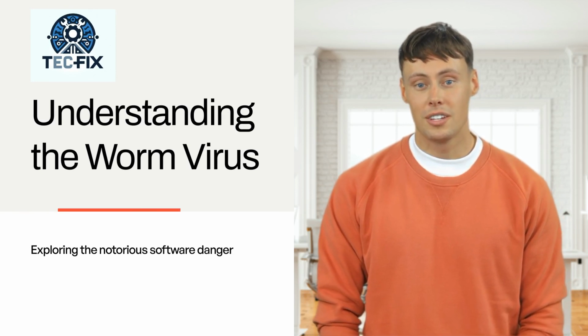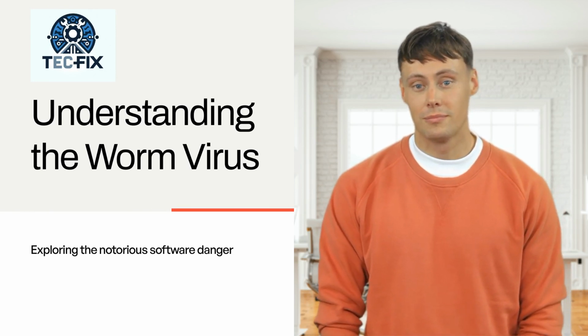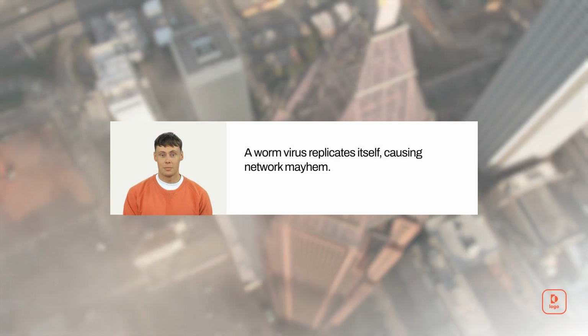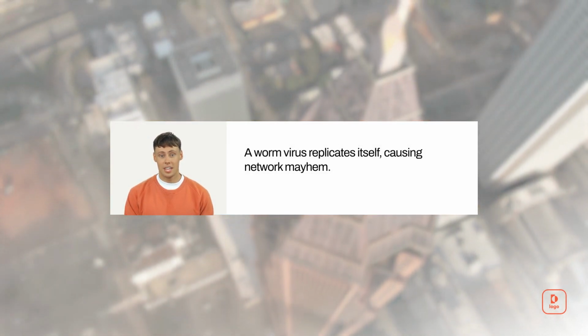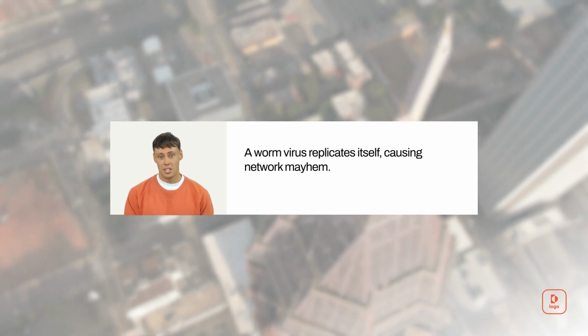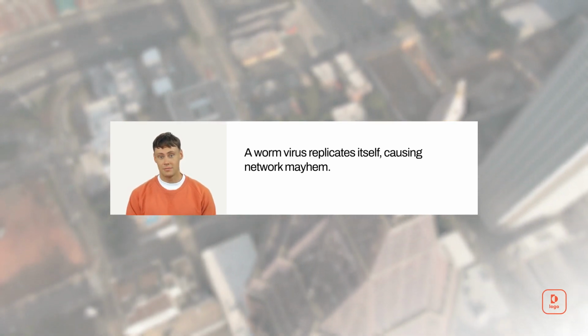So what is this notorious enemy we're up against? A worm virus, unlike traditional viruses, doesn't need to attach itself to an existing program. Instead, it replicates itself and uses a network to send copies to other computers, clogging the works and causing mayhem. At its worst, a worm virus can eat up system resources, slow down, crash computer systems, or steal sensitive information. So, let's delve into how we can protect our devices from this digital pest.